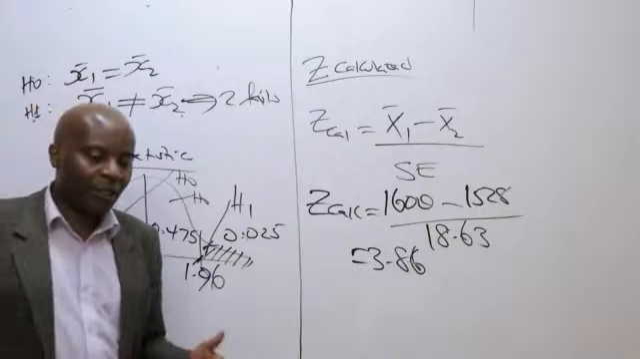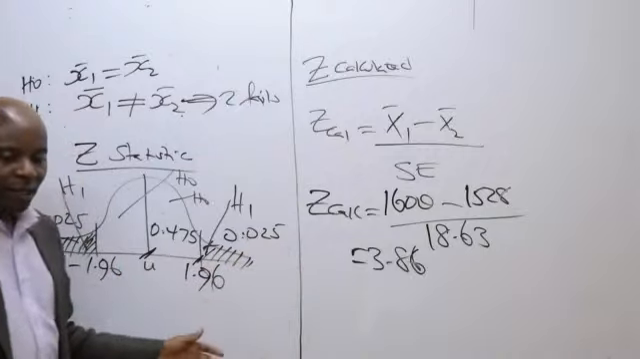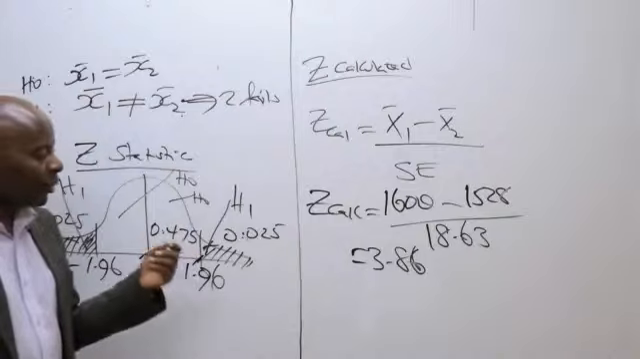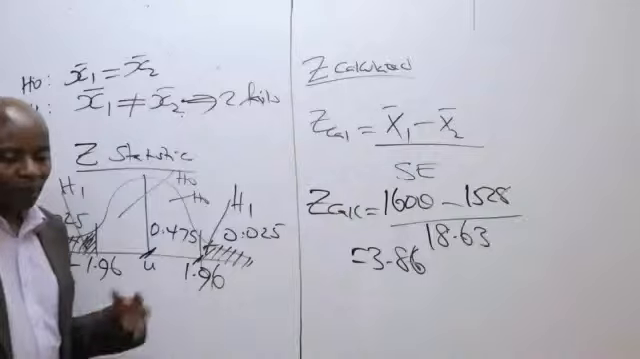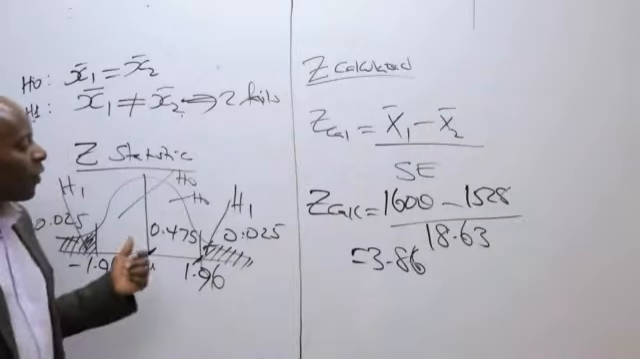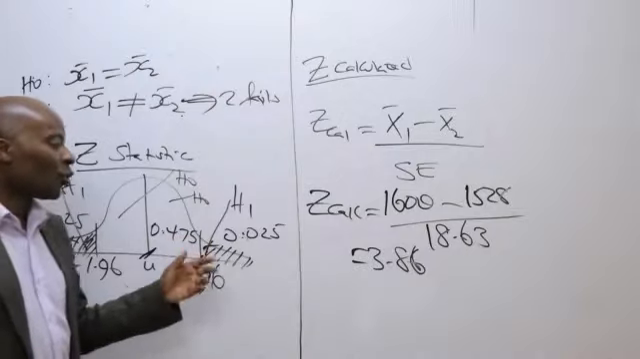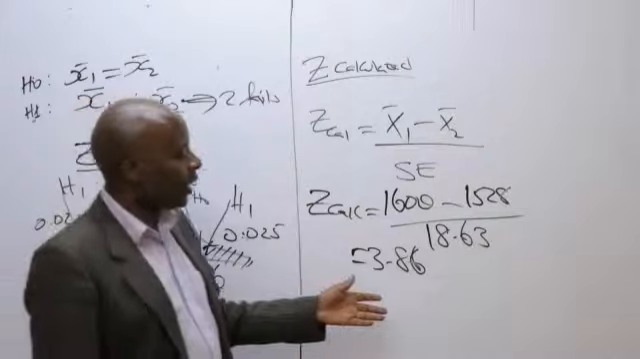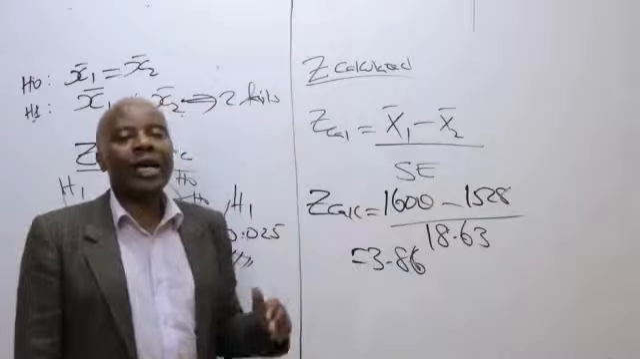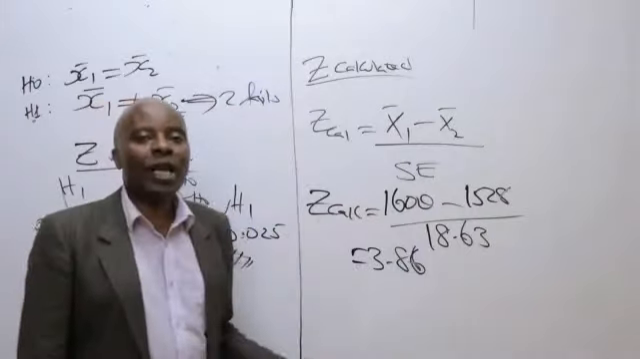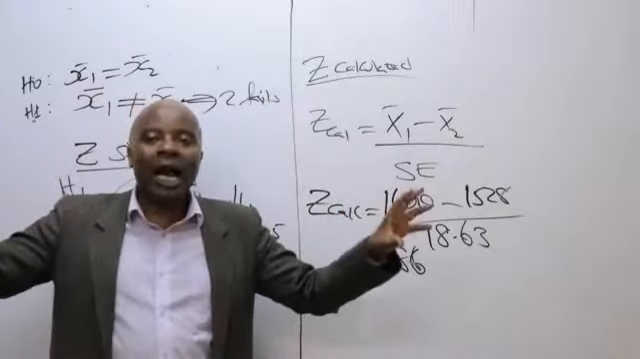The next thing, ladies and gentlemen, having gotten the Z calculated, is to come and fit this thing here. And I can see for sure that the 3.86 is falling on the shaded area. So you simply say there, falls on the shaded area, therefore accept H1. Accept H1, yes. And when we accept H1, what conclusion are we having? We are saying that the two samples we selected from our population do not have the same means.